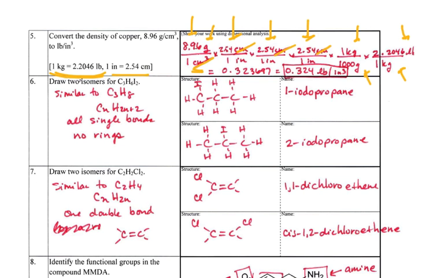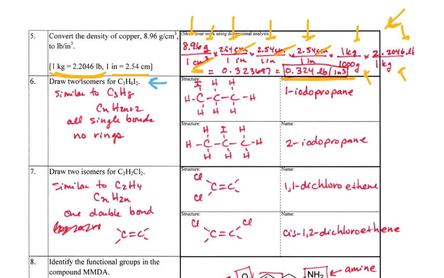And I got 0.323697, 0.324 pounds per cubic inch. So it's a long setup, but it's actually very easy. Follow the units. One of the big problems I see is people don't use their units. They just start doing numbers and anything can happen. So follow your units.